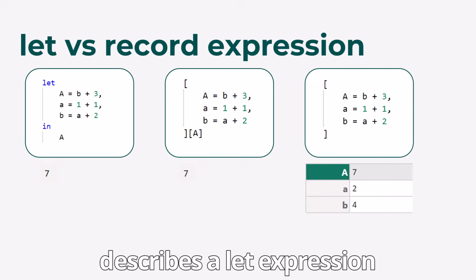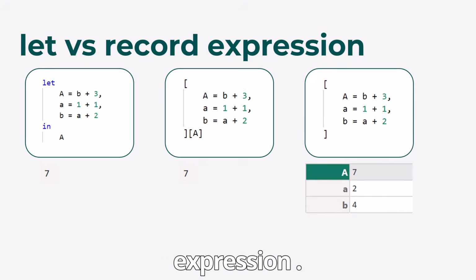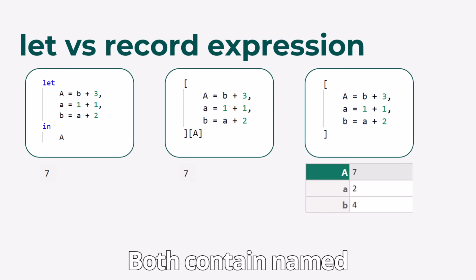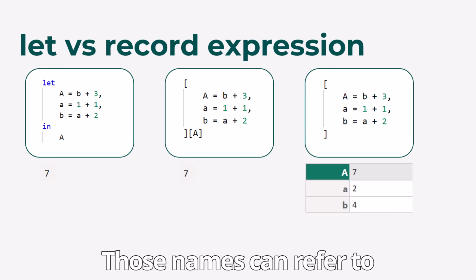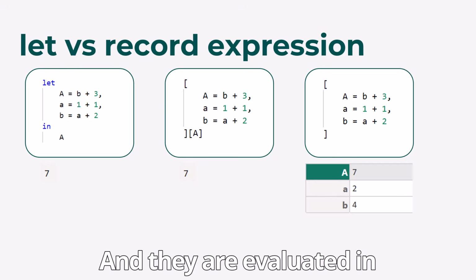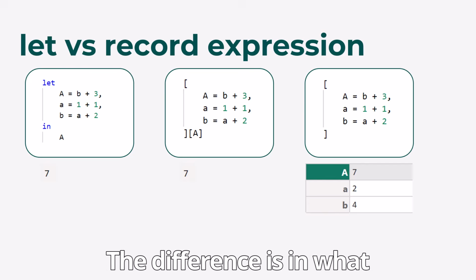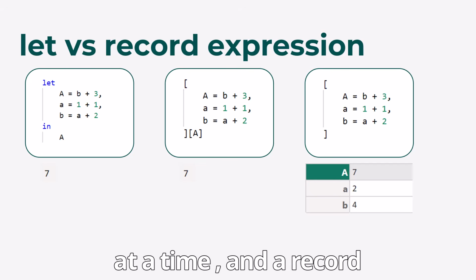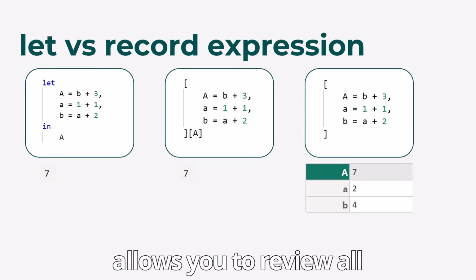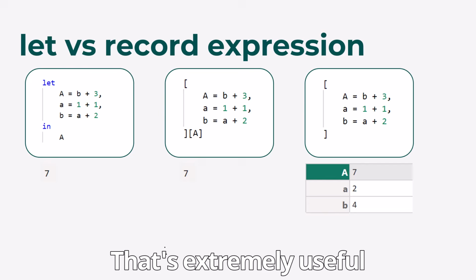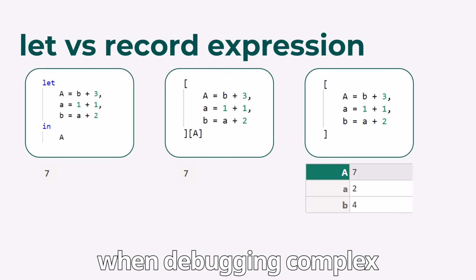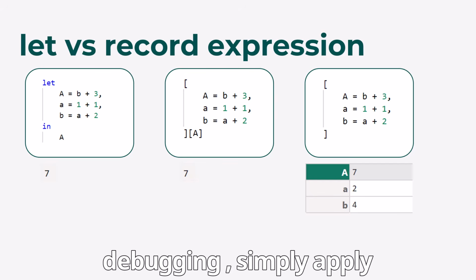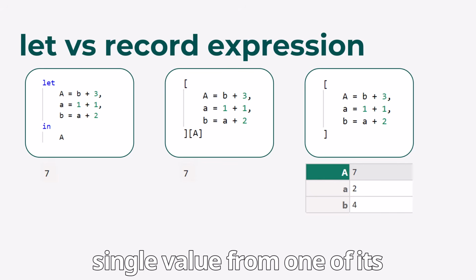The documentation describes a let expression as an implicit record expression, and when you place them side by side, the similarity is unmistakable. Both contain named values. Those names can refer to each other, and they are evaluated in the exact same manner. The difference is in what they return. A let expression allows you to return one single value at a time, and a record allows you to review all intermediate values. That's extremely useful when debugging complex nested expressions. Once you're done debugging, simply apply field access to return a single value from one of its fields.